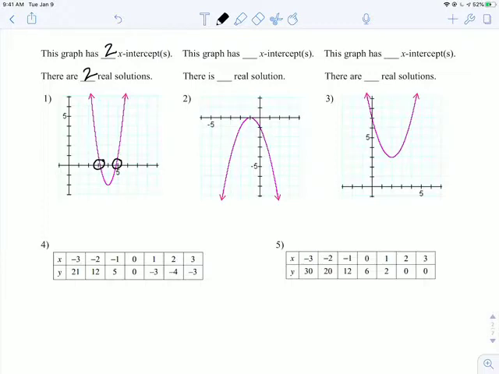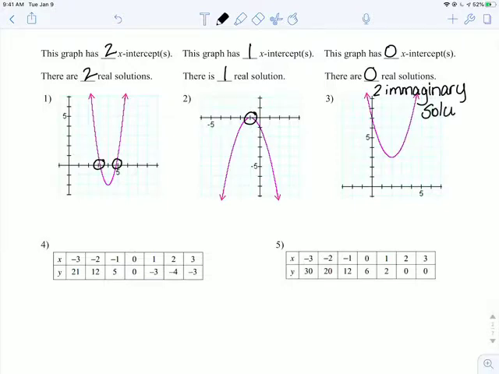In the second graph, notice that there is one x-intercept. It's only touching right here at -1. Therefore, there is one real solution. In the third graph, notice the graph doesn't cross the x-axis at all. So there are no x-intercepts, 0 x-intercepts, which means there are no real solutions, 0 real solutions. And another way to state that is that there are two imaginary solutions. Sometimes you'll hear that said. So I'll write that down.